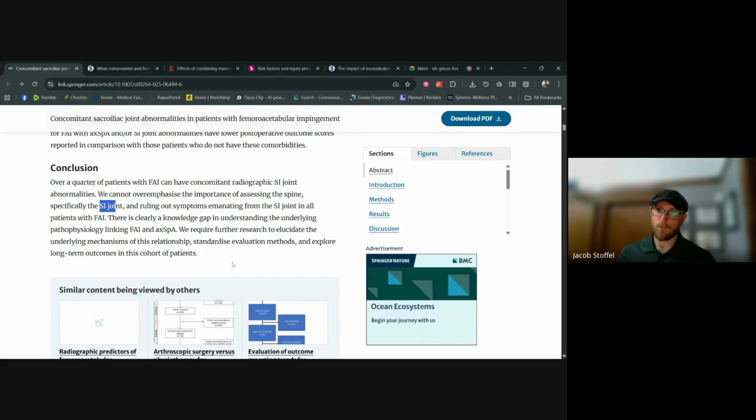It's really just, said another way, in more broad terms, just look at the whole person. They have a focal hip issue, take a look at the hip, but also then look at other things too.